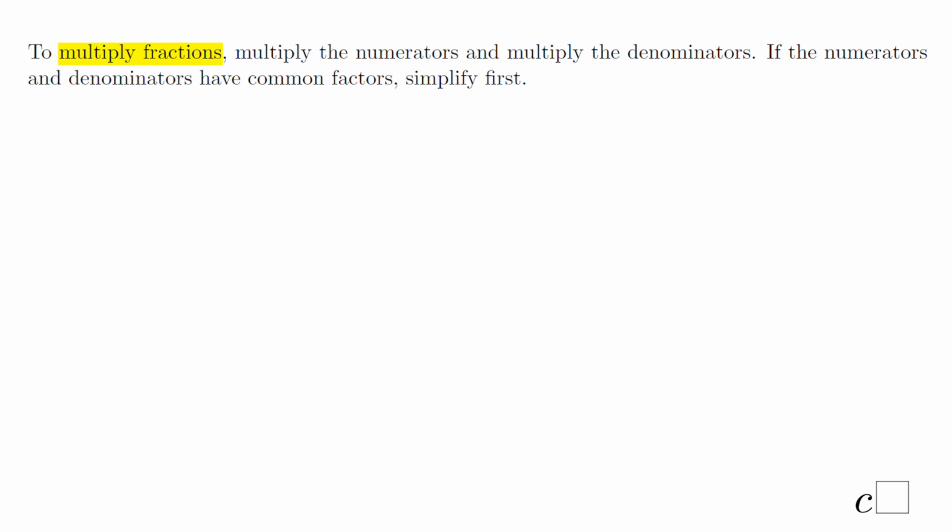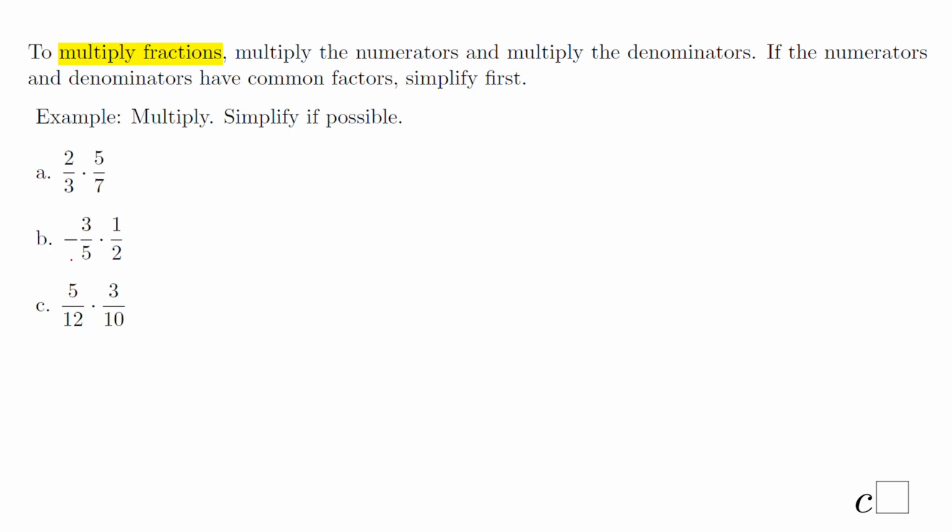Multiplying, this is another operation that we can do with rational numbers, fractions in this case. If the numerator and denominator have a common factor, I said simplify first. So let's take a look at this example. And we have here 2 over 3 times 5 over 7. Nothing here can be simplified, so we're gonna just straight multiply like this. 2 times 5 is 10, 3 times 7 is 21. And like I said, no simplification.